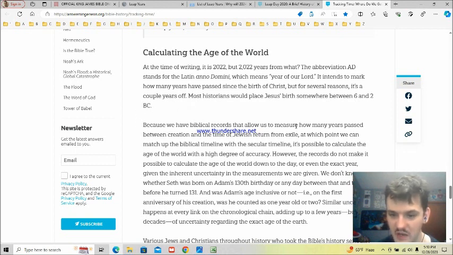Because the biblical records allow us to measure the time between creation and the Jewish return from exile, which is the point where we can match up biblical time with the secular timeline, it's possible to indicate the age of the world with a high degree of accuracy. However, the records do not make it possible to calculate the age of the world down to the day, or even the exact year.